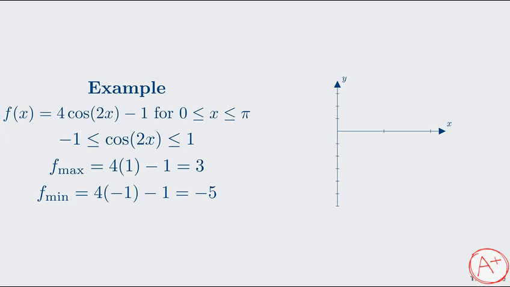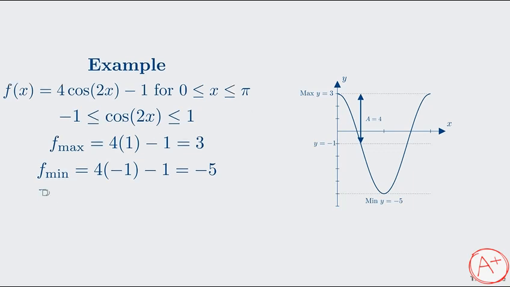The midline is at -1, and the wave goes 4 units up to 3 and 4 units down to -5. The range is therefore the set of all values between -5 and 3 inclusive.